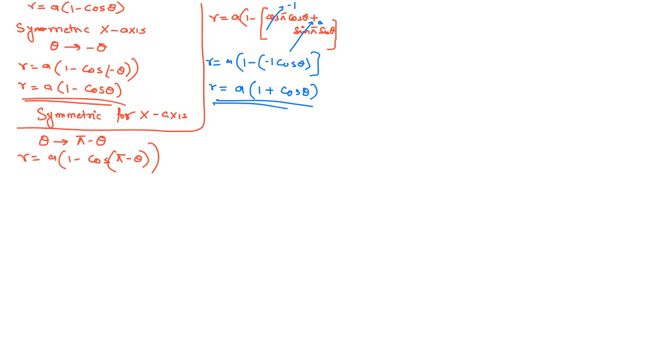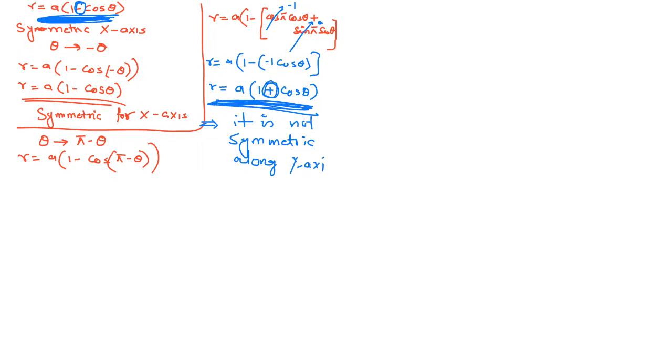Are both values same? Again, see, this is 1 minus cosine of theta and this is 1 plus. Not same. So it means it is not symmetric along y-axis. Only it is symmetric along x-axis.